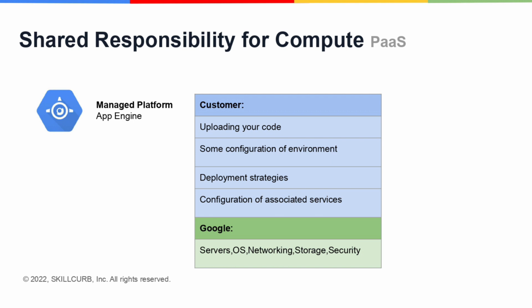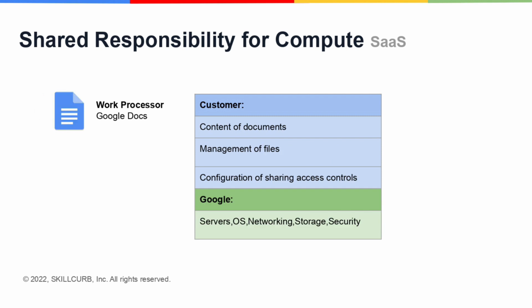Now let's talk about platform as a service. It is a managed platform, so we have App Engine. Here you have to upload your code. You have some environment configurations. You have to choose the type of deployment strategies that you want. You have to configure any associated service, but Google will be responsible for the servers, operating system, networking, storage, and security.